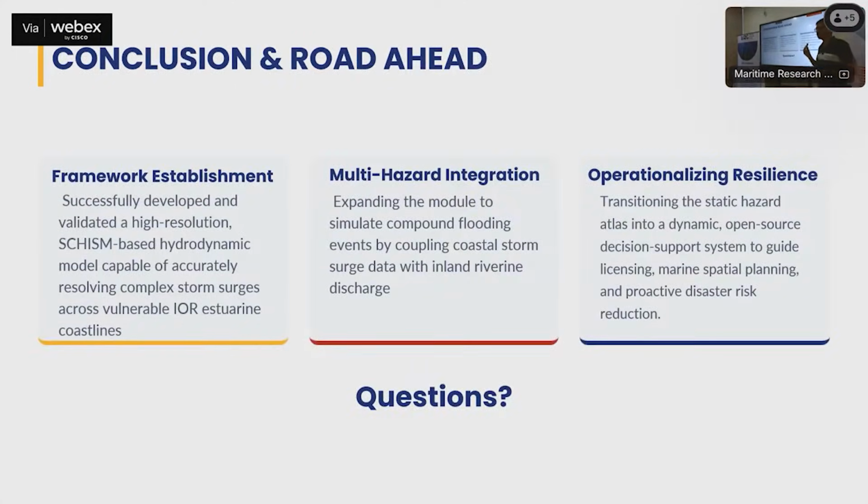To conclude, this project has helped me to develop a high resolution validated computer model that can accurately map how storm surges occur in the Indian Ocean region. Moving forward, our next immediate step is multi-hazard. This involves combining the storm surge data that I got from this model with river flooding and sea water level rise to see how they interact with each other.